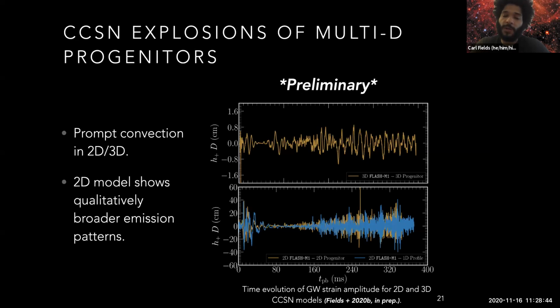In both of these models, we see prompt gravitational wave emission from prompt convection. Then we see some emission at late times due to some oscillation in the 2D simulation. So these are things that we're actively analyzing. For the 3D model, the emission signal is quite weak, but it gives us a basis for what we expect for non-rotating 3D models. And so that's something we're excited to quantify with this work.